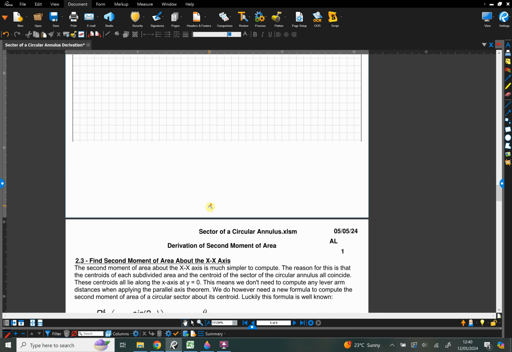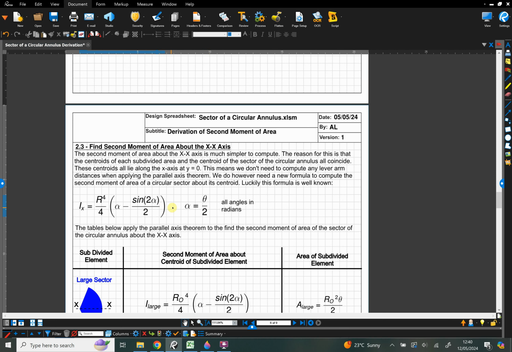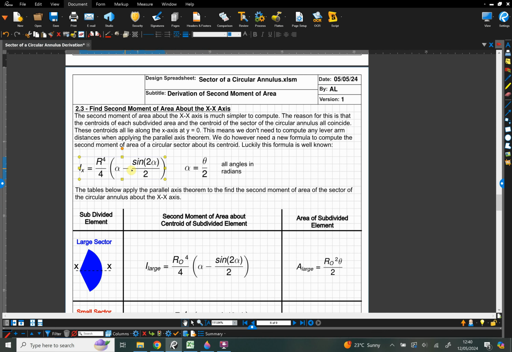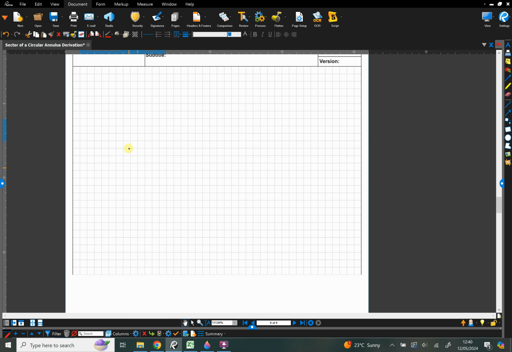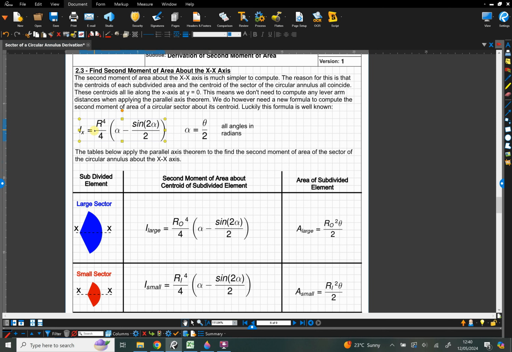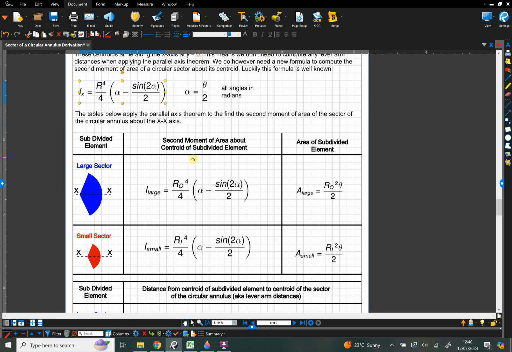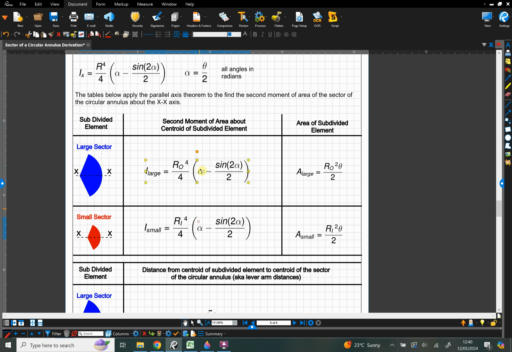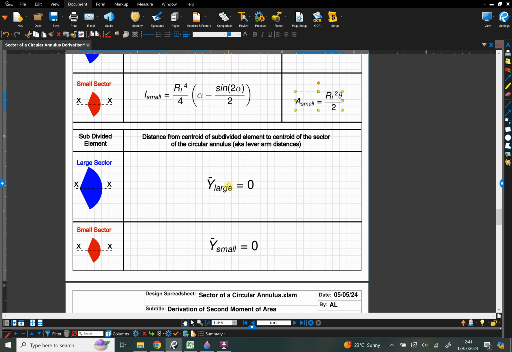So if we go to the following page, this is the formula for the second moment of area about the x-axis for the circular sector. And so all we need to do is work this out for the large and the small sector and subtract the two. I've actually done the full expanded version of this in the table below to illustrate what's going on. But we have this formula here, which is just this one up here, the I value of the large and the small circular sectors. We have the cross-sectional area of the circular sectors. This is not going to matter in the end. And then we have our lever arm distances.